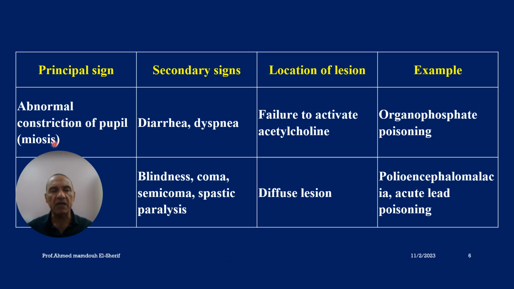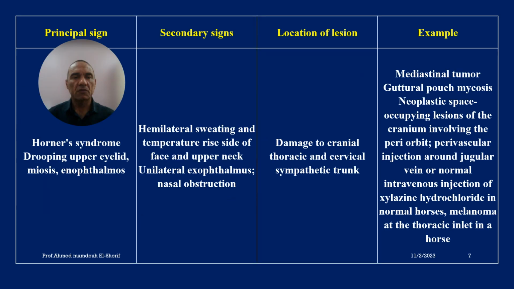When the principal sign is abnormal constriction of the pupil, miosis also, but the secondary signs are blindness, coma, semi-coma, and spastic paralysis, the location of the lesion will be diffuse in the whole nervous system, and the examples are polioencephalomalacia and acute lead poisoning.